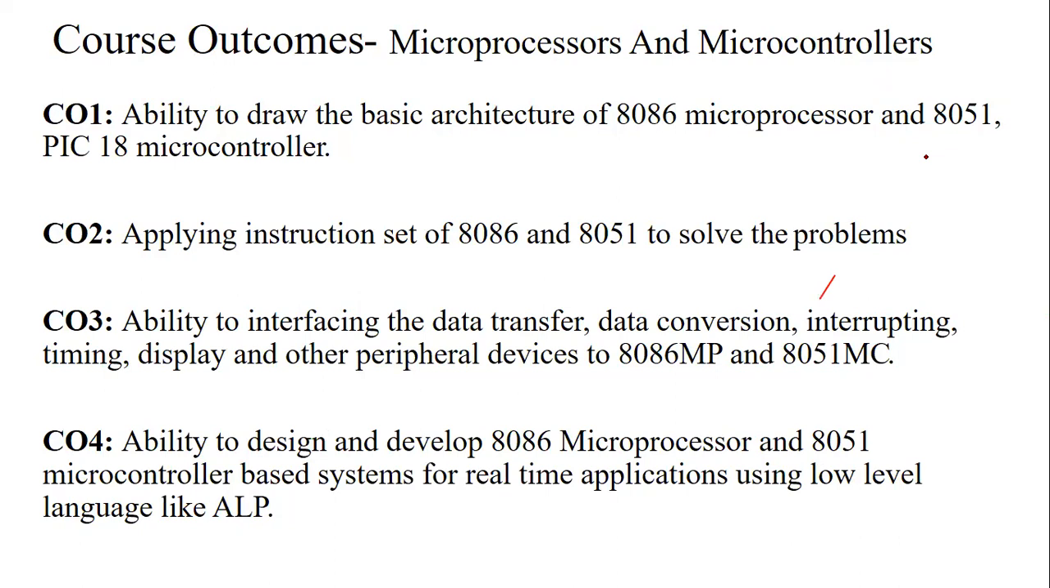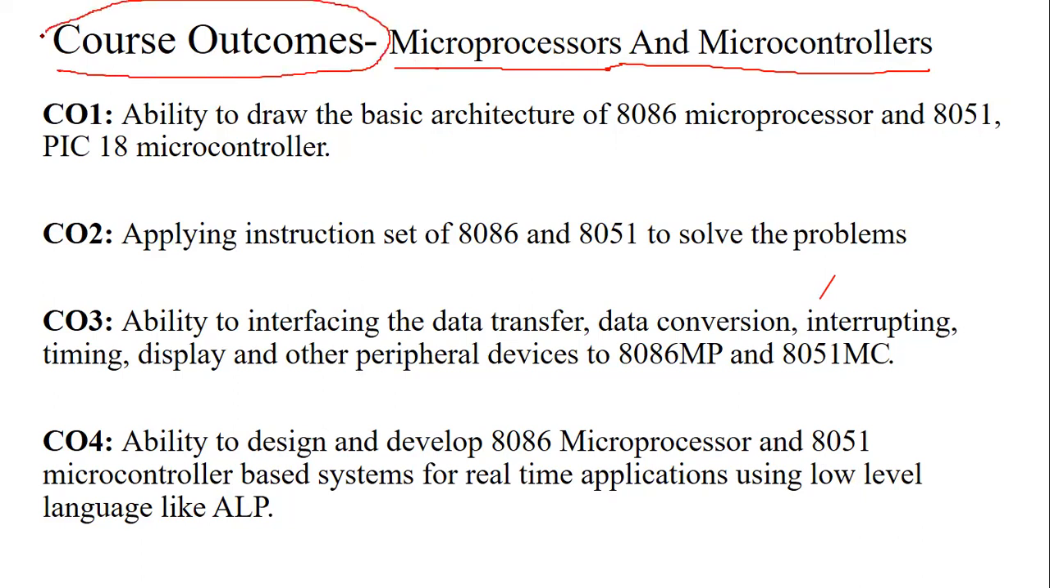The next one: first of all, why are you studying this microprocessor? What is the use of this? What is the purpose of this? After you study the entire syllabus, what you are going to learn from this, we call it the course outcomes. After the completion of the syllabus, a student must be able to know these four things.